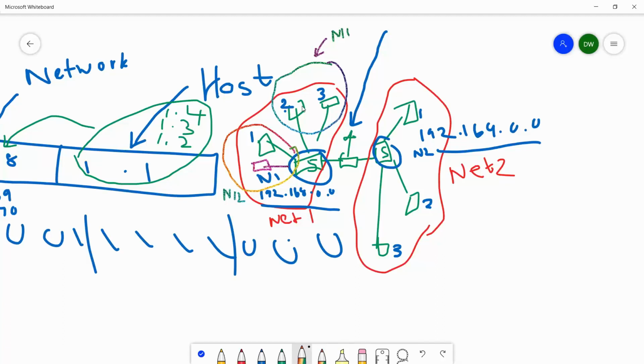So this is called subnetworking, right? You have a network and you divide it into subsections. So you have another set of networks within this big network. So this is called subnetworking, right?